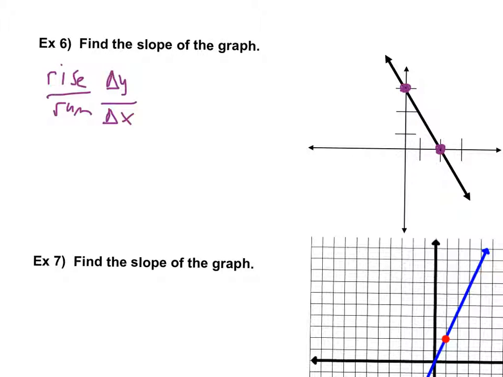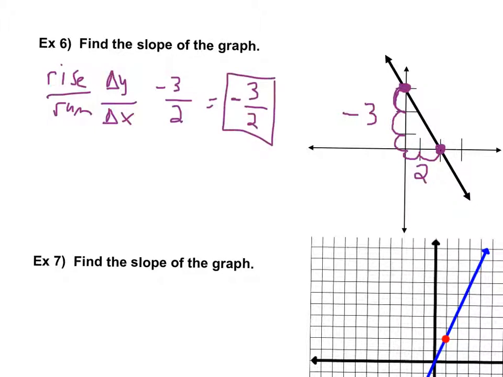The rise, let's go from the first point to the second point. And the rise, if you're going down, is negative. So if I go down 1, that's -1, -2, -3. So my rise is -3. And then if I go over 1, 2, my run is 2. So it would be -3 over 2. And you can just bring that negative out in front and just call it -3/2. So that would be your slope.